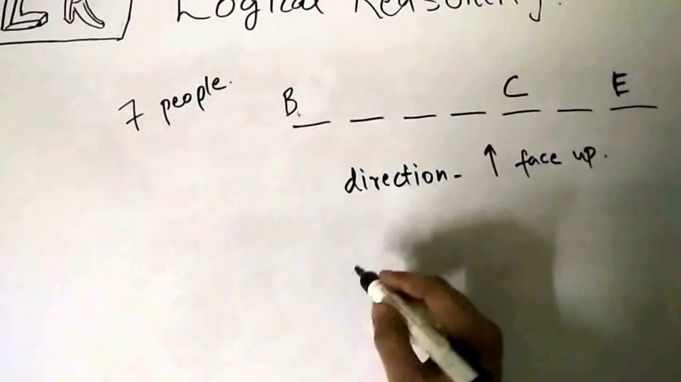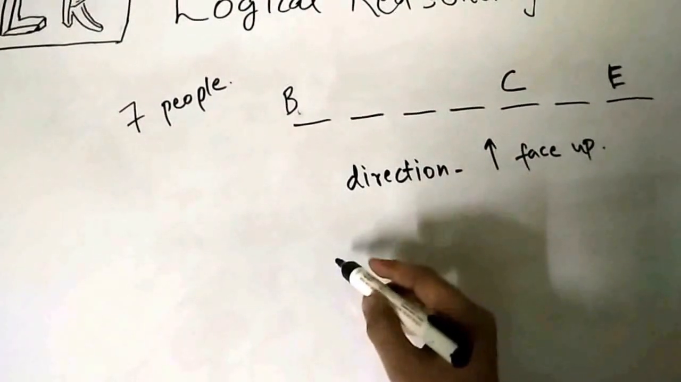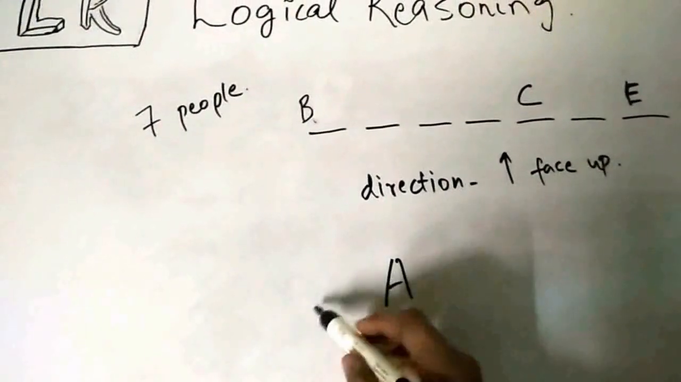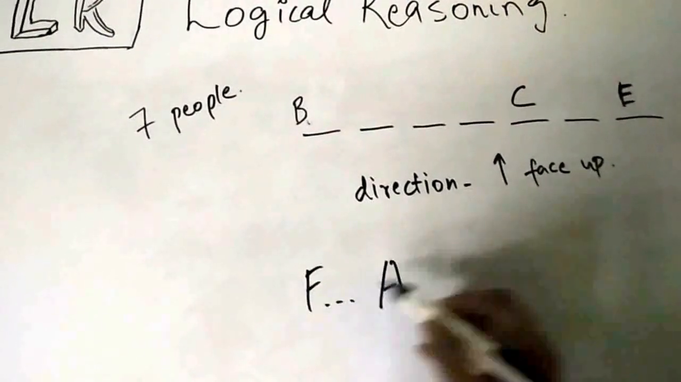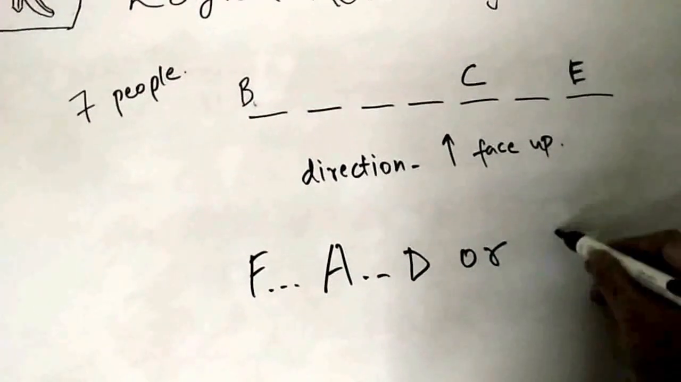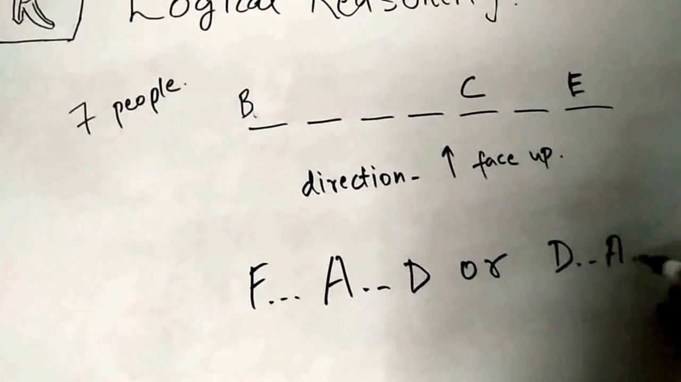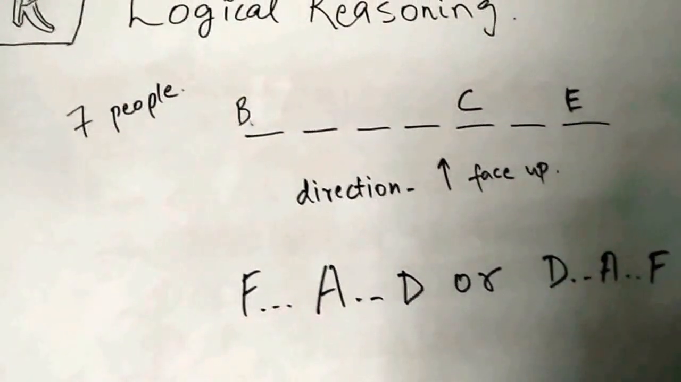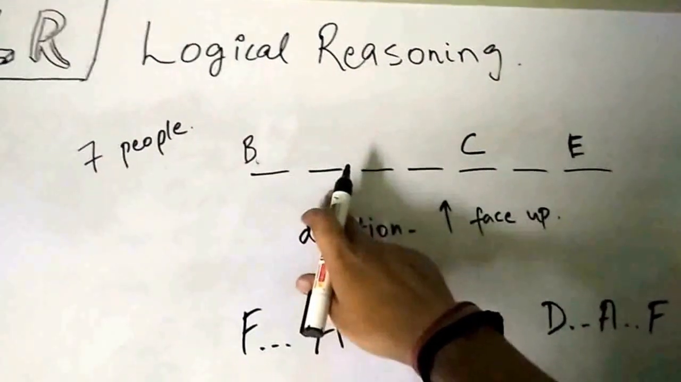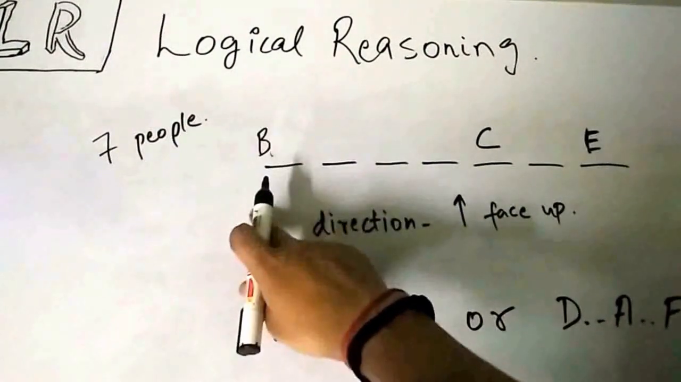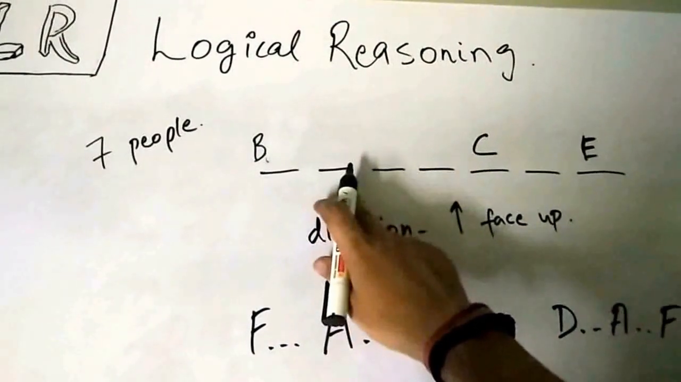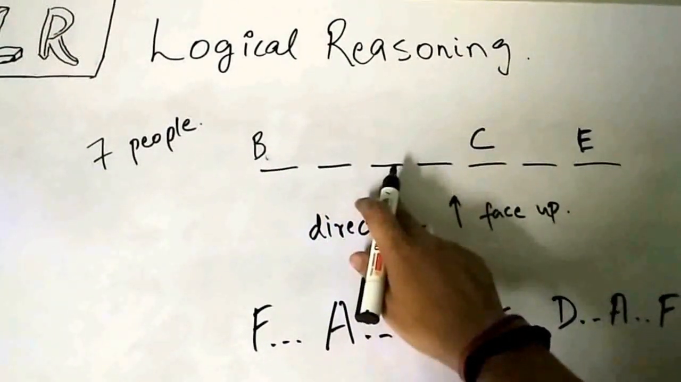So we can just create a map here that A is sitting exactly between F and D. Somewhere here will be F and here will be D, or D is sitting here and A, and then somewhere here is F. Now let's put this into the diagram. Let's assume A is sitting here, then there is no place left for F or D. That means that A cannot sit here. Can A sit here? Yes.